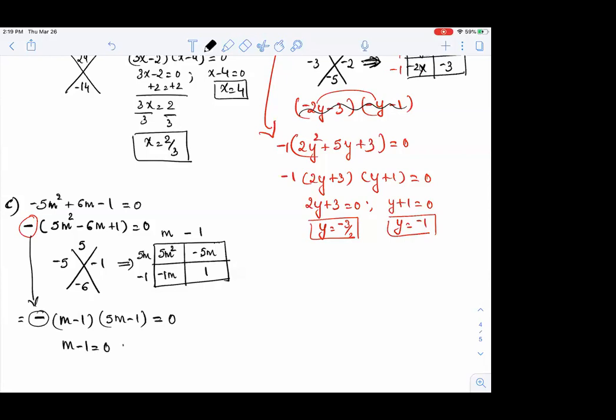Setting each factor equal to 0. m is equal to 1. m is equal to 1 over 5, because you add 1 first and then divide by 5, so m is equal to 1/5.